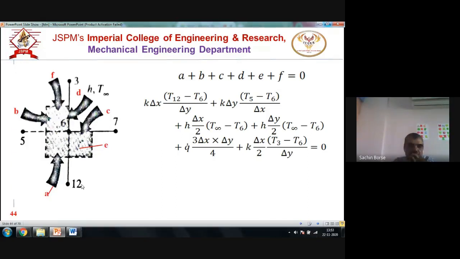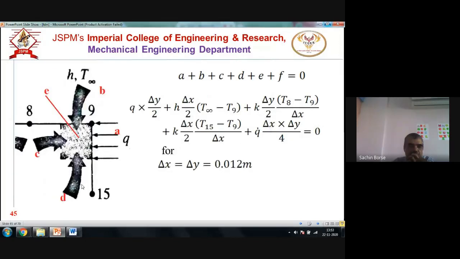Slide 45. Similarly, here one corner element is taken, that is node number 9. In this way we can make the equation for all the elements. We know how to create equations for internal elements, and now we saw how to form the equation for boundary elements. As there are 9 points, we can get the 9 equations. We can move further.